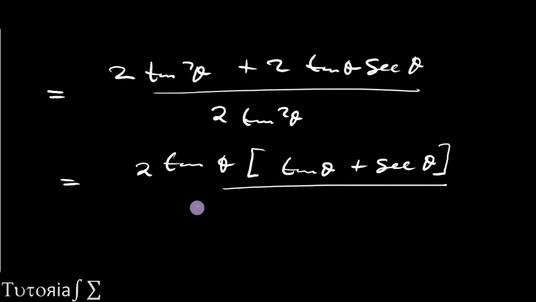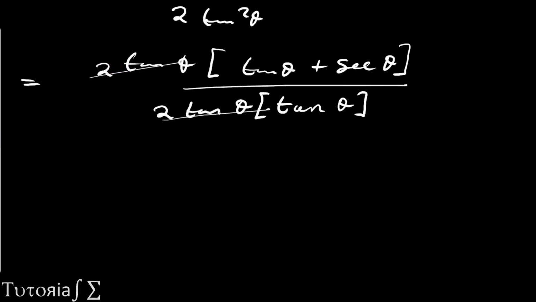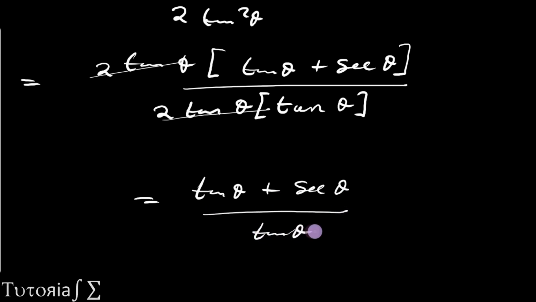Here we're going to have the 2 and the tan theta, then we multiply by tan theta. So basically we multiply this, we get tan squared theta, and this will give us back to that. So we see that this and that cancel out, and what will remain is tan theta plus sec theta all over tan theta.